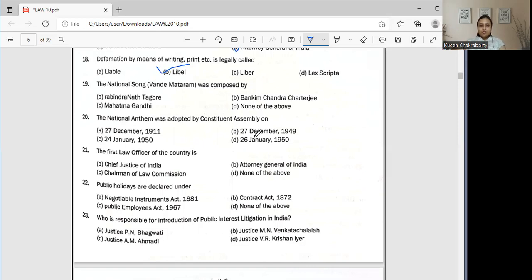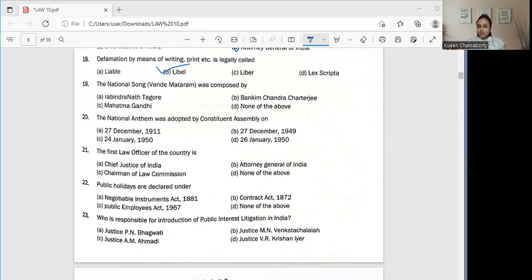Moving to the next question, question number 19. The national song Vande Mataram was composed by option A, Rabindranath Tagore, option B, Bankim Chandra Chatterjee, option C, Mahatma Gandhi, or none of this. I guess this question will not require any explanation or will not require for me to give you the correct answer. The national song Vande Mataram was composed by Bankim Chandra Chatterjee. That's option number B. 19B is the correct answer.